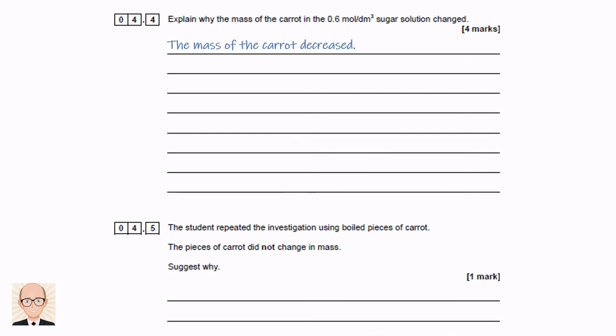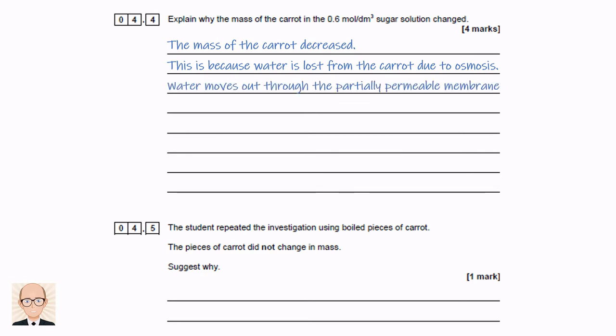Now we need to explain why this happened. It happened because water is lost from the carrot due to osmosis. And now we need to explain why this happened. This happened because water moved out through the partially permeable membrane. But why? Because the concentration of the water inside the cells is greater than the concentration of water outside the cells. So can you see how I managed to extend my answer from being a simple one-sentence answer to being a full answer worthy of the 4 marks?